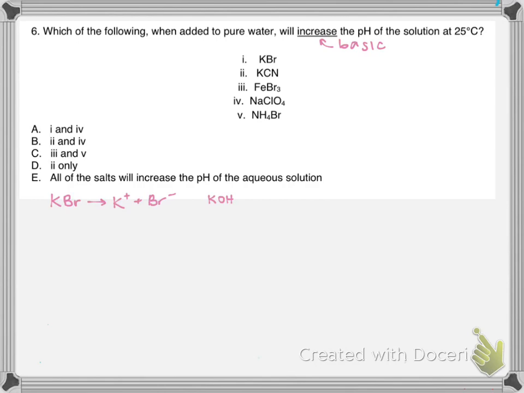So I'm going to go ahead and just draw a line through it because it's not going to affect the pH. Br minus you might think of as coming from HBr. HBr is a strong acid, so its conjugate is going to be negligible and have no effect on the pH also. So KBr is going to be neutral, so it's going to have no effect on the pH.